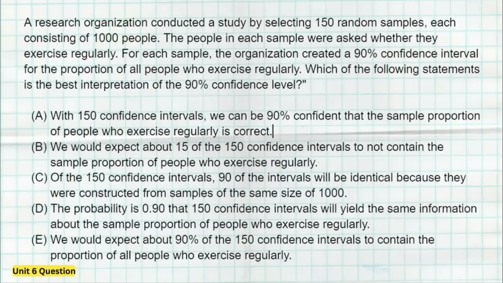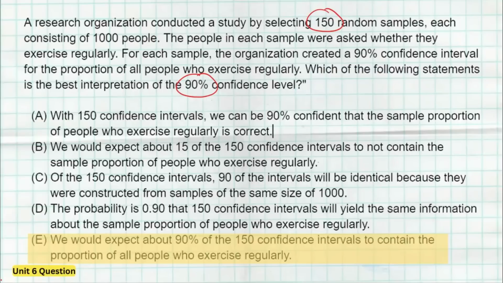Here it is, a question out of Unit 6. All right, hopefully you got this one correct. The answer is E. Basically, they're asking you, what does 90% confident mean? Now remember, in general, 90% confidence is saying there are many, many, many samples out there. 90% of those samples would create a confidence interval that contains the population parameter. So if we do 150 samples, 90% of those samples should contain the true proportion of all people who exercise regularly. And that's exactly what choice E says.